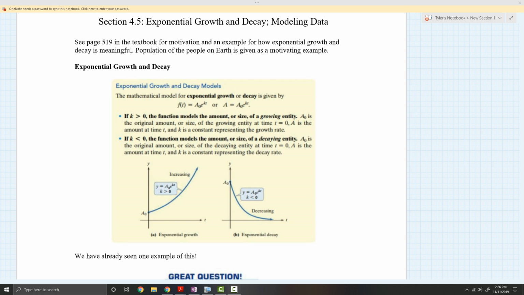Hi, so this is going to be a video over section 4.5 for college algebra out of the Blitzer textbook. So it's titled Exponential Growth and Decay, Modeling Data.